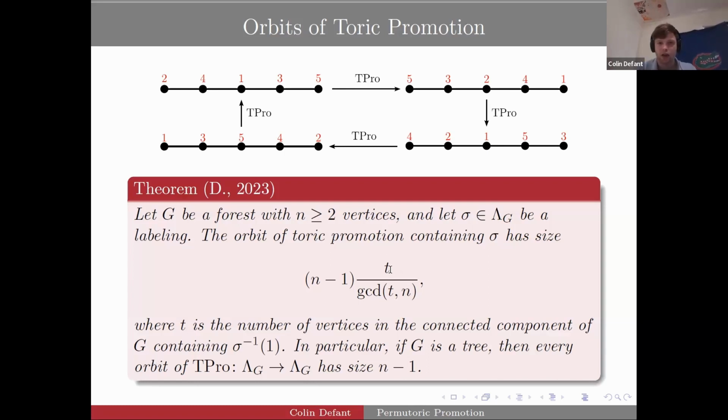So in particular, if G is a tree, then t will always be n. So then you just get n over the GCD of n and n. So that's just n over n, which is 1. And this just becomes n minus 1. So when G is a tree, all of the orbits of toric promotion have size exactly n minus 1. So like up here in this example, this path is a tree with 5 vertices. And here I have an orbit of size 4. But in fact, if I chose any labeling to start with here, not just this one, I still would have gotten an orbit of size 4.